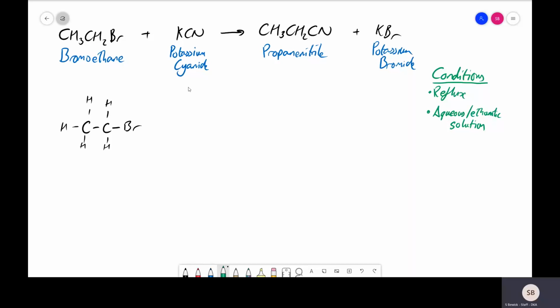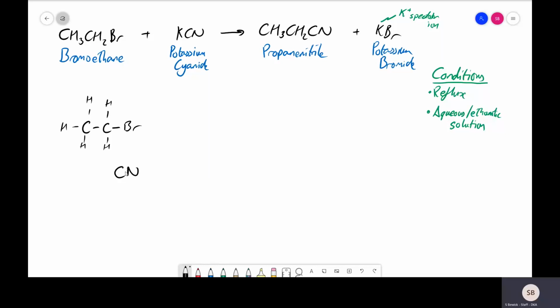But because we're working in a solution, potassium cyanide and potassium bromide, they're both soluble. So the potassium this time is going to be the spectator ion. So we've got a K plus spectator ion. And therefore, it doesn't get involved in the reaction mechanism that we're going to draw. And the nucleophile is just going to be a cyanide ion.